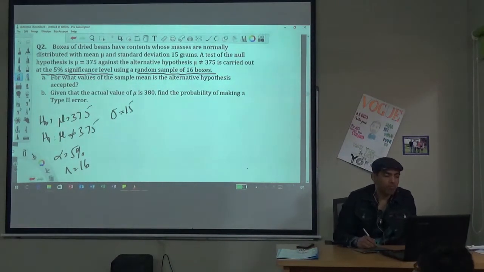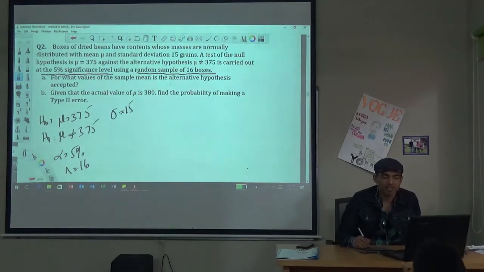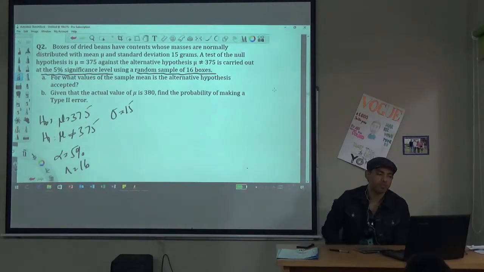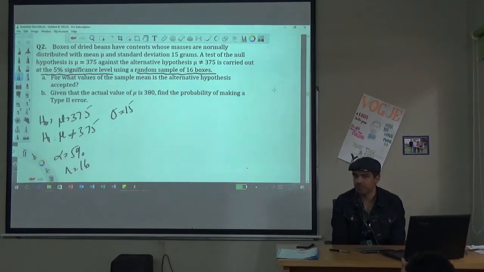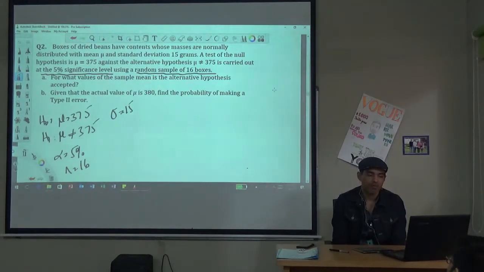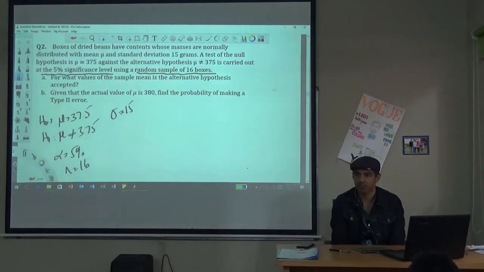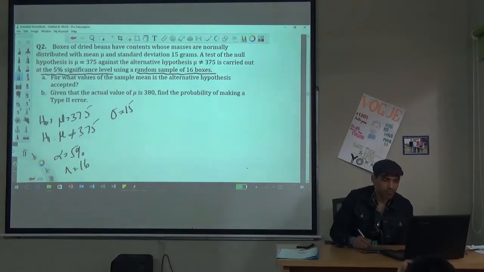So for what values of the sample mean is the alternative hypothesis accepted? Accepting an alternative hypothesis means you are rejecting the null hypothesis, right? So for what value of the sample mean are you going to reject the null hypothesis? In other words, they're asking you to define the rejection region. To identify the rejection region. That's what they're asking you to do.